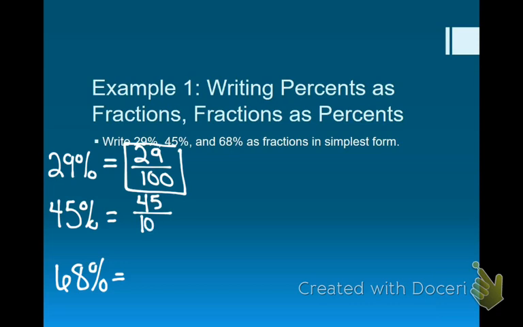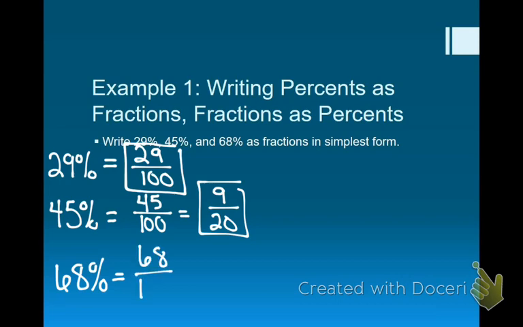45 over 100, can that be reduced? Yes, to what? 9 over 20. Very good, 9 over 20. All right, and then last one, 68 over 100, can that reduce? Yep, to 17 over 25. All right, so just writing a percent as a fraction.